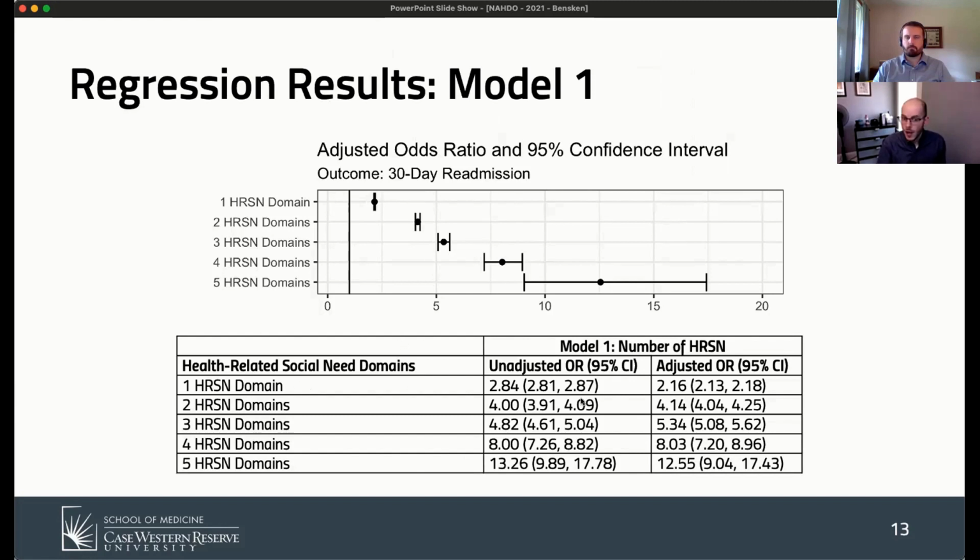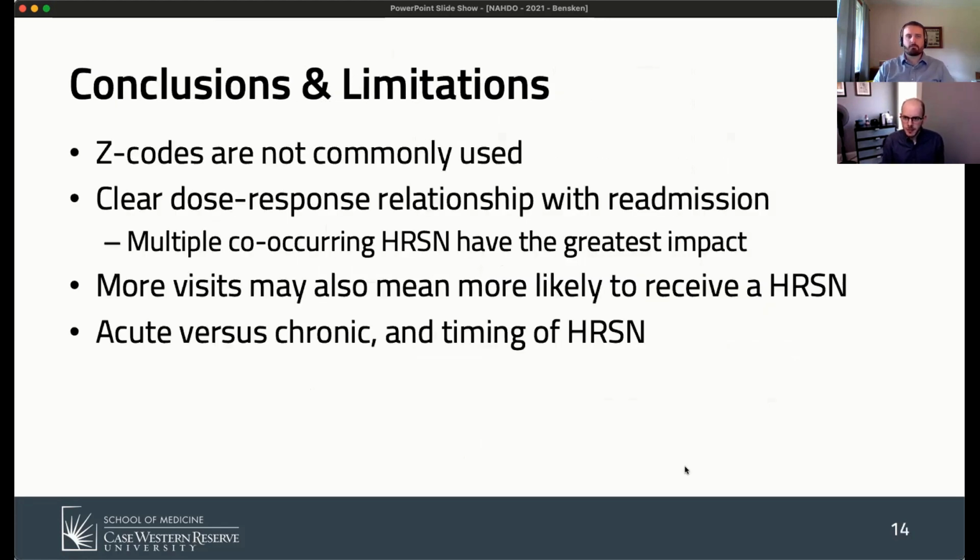And it's quite clear here that compared to patients with no Z codes, those with just one of those domains have 2.2 times the odds of a 30-day readmission, again, increasing up to 12.6 times the odds for those with all 5. So what were our conclusions from this work? First, we saw that Z codes are not really commonly used. Second, we saw this clear dose-response relationship with readmission.